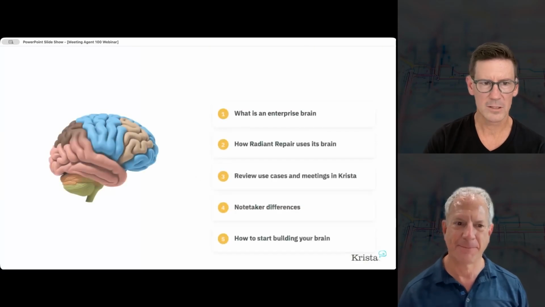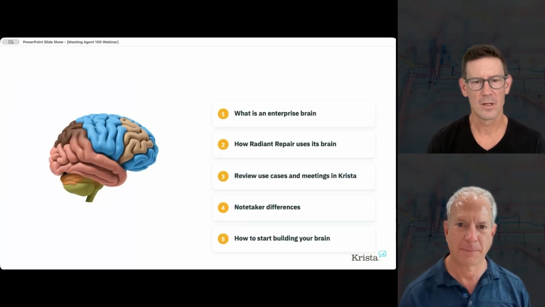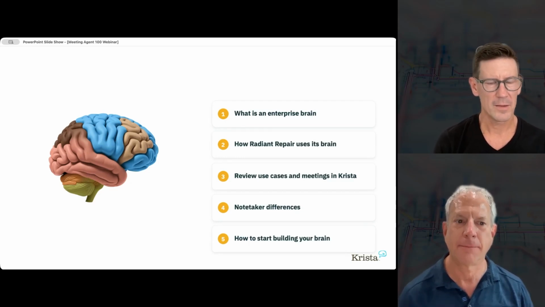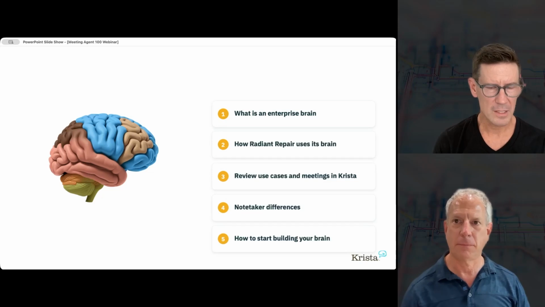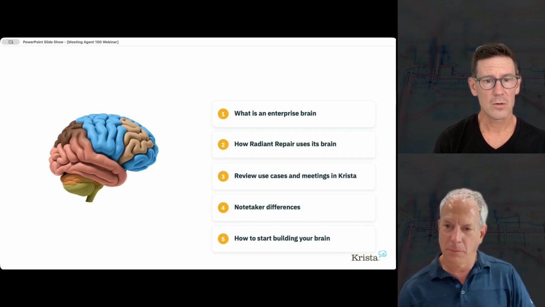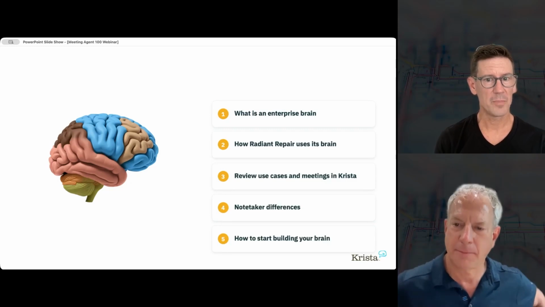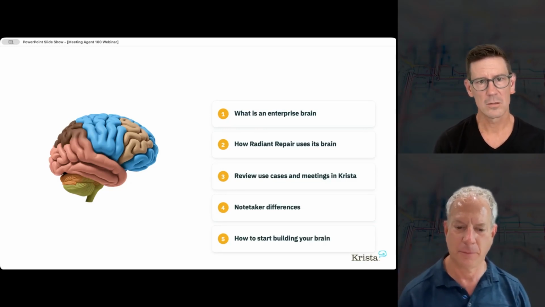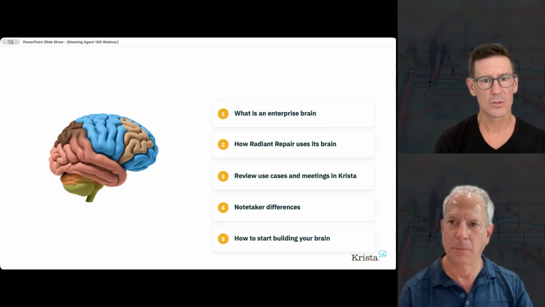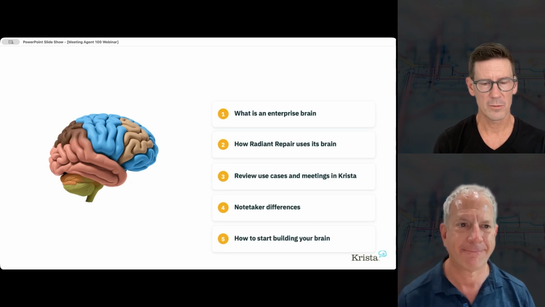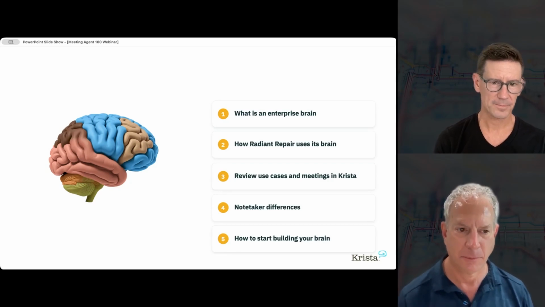So a little bit about our agenda today. One, Chris and I are going to talk to you about what is an enterprise brain, and why it's important, some use cases, and how you construct it. Then we're going to show you how our customer Radiant Repair uses its brain. We're going to explain the connections, some of the use cases, and then we'll show you those use cases inside Krista using the Radiant Repair environment.